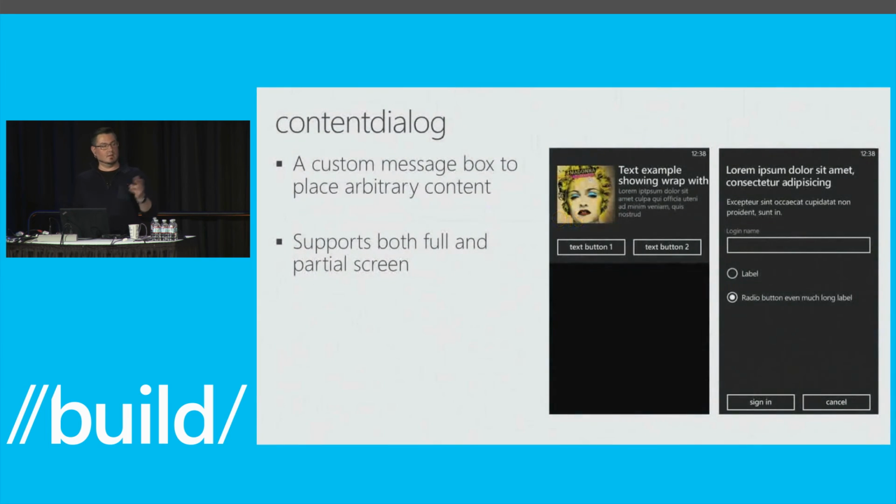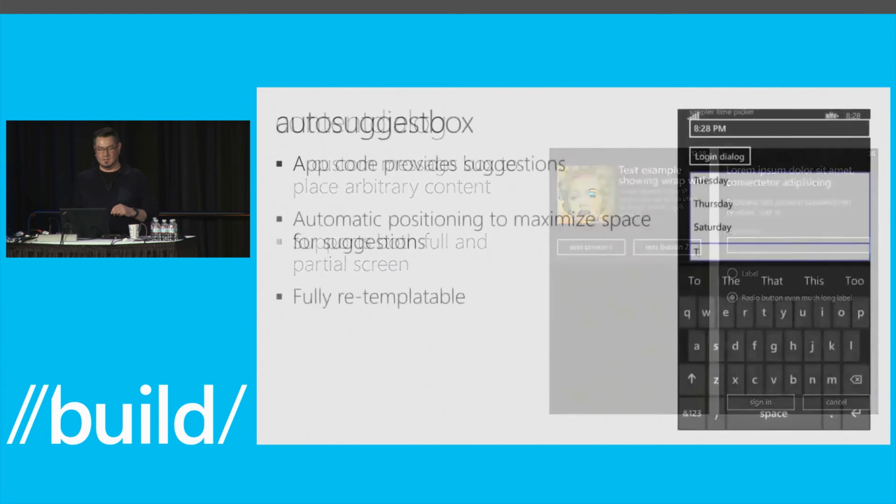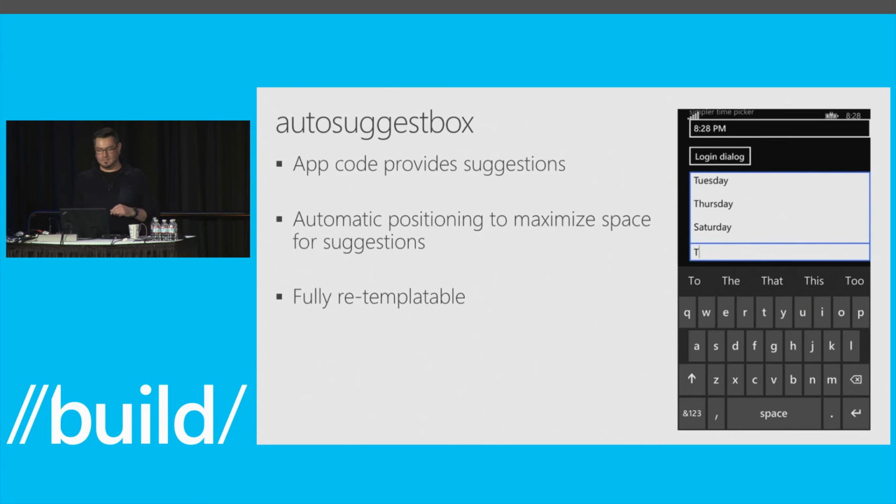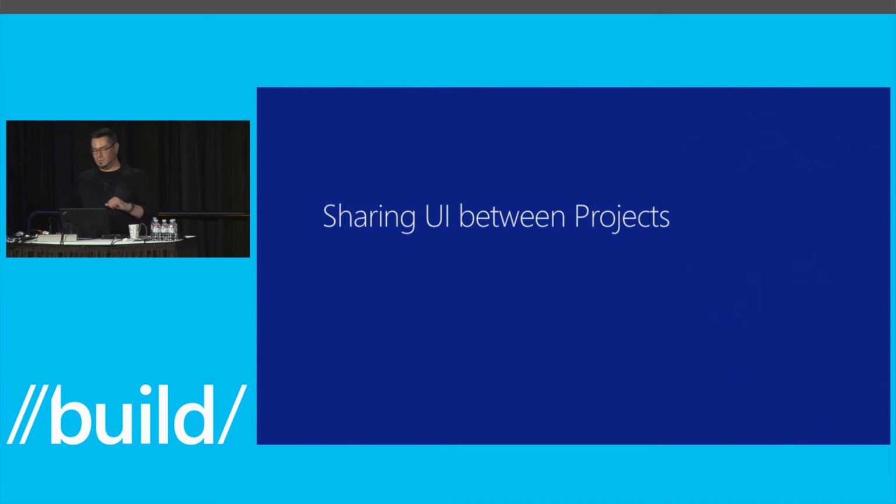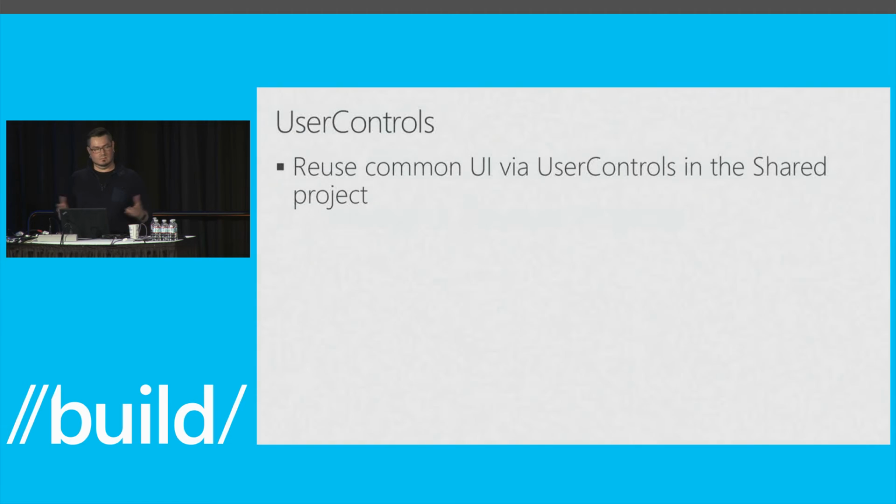So we covered content dialog, showed you how to use that. We covered auto suggest box, showed you how to use that. A few tips in the last few minutes here. Sharing UI between projects. That's a common question people ask us all the time. How do you do that? User controls. User controls are great. Create one user control in your shared project, and then drop that both in your Windows and in your phone project. Use the styles that are specific to each one of those projects. Same name, but just different values. You can use the styles to hide things, to collapse things. That way you have the exact same XAML, and you don't have to edit it once. And you can use styles to turn things on and off.